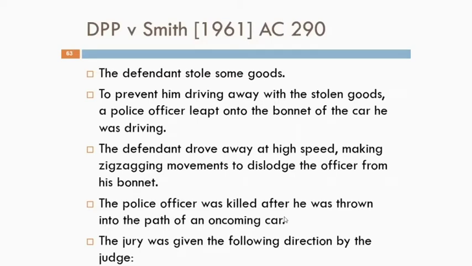Sometimes it is very difficult for a jury to determine whether or not a defendant actually had the required mens rea for a crime. The judge therefore had to help the jury to understand how they were meant to determine whether or not Smith had the mens rea for murder. And this is what the judge told the jury.